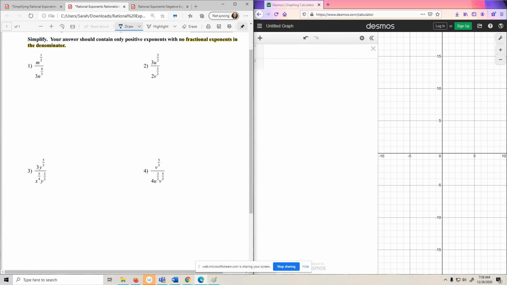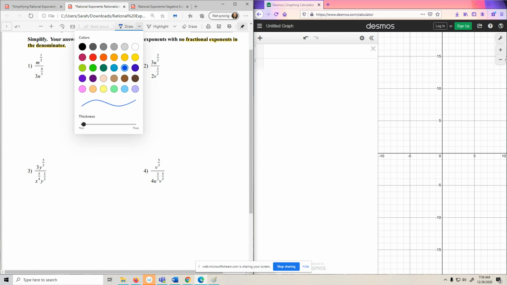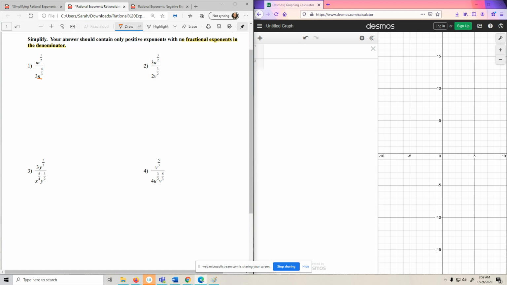Nothing's going to happen with this m right here because it's the only m in the whole problem. Nothing's going to happen with this coefficient 3 right here because it's the only coefficient in the whole problem. The thing we need to focus on right here is this n to the 4 over 3.